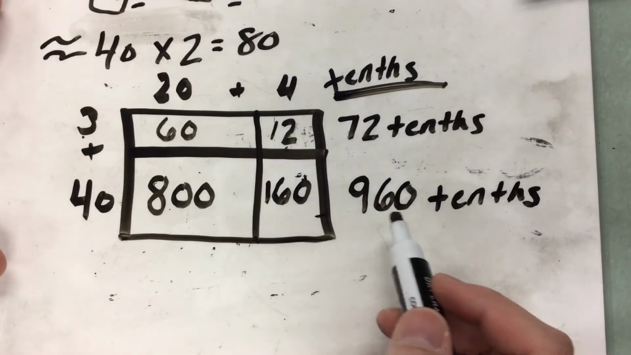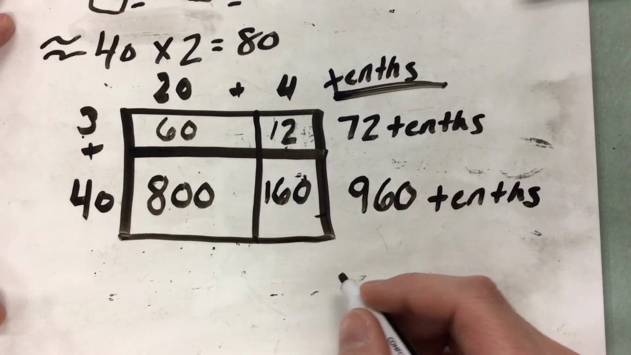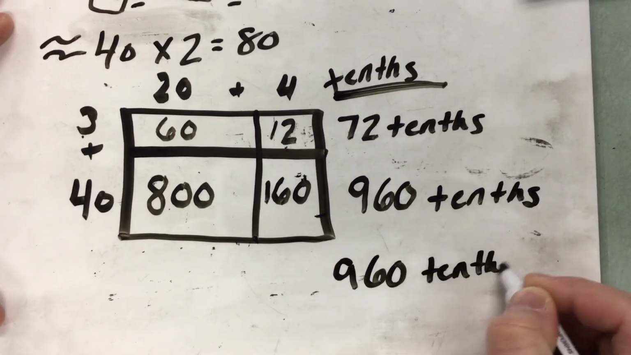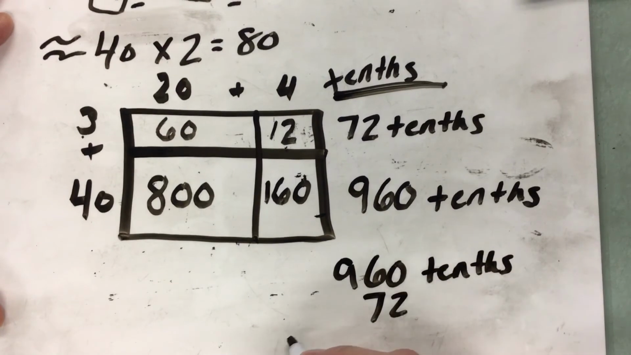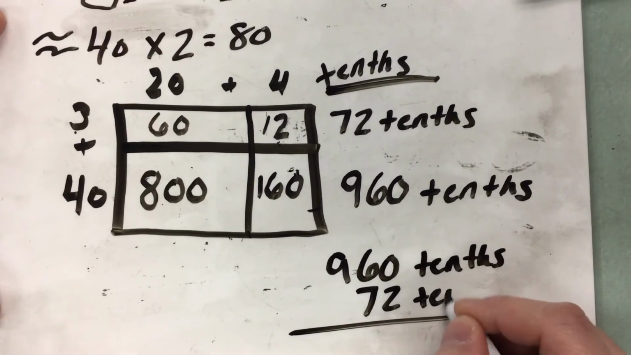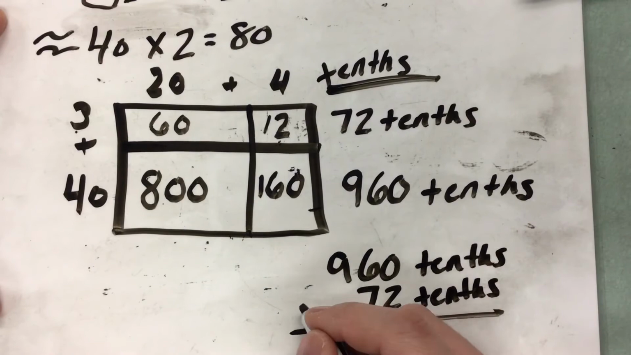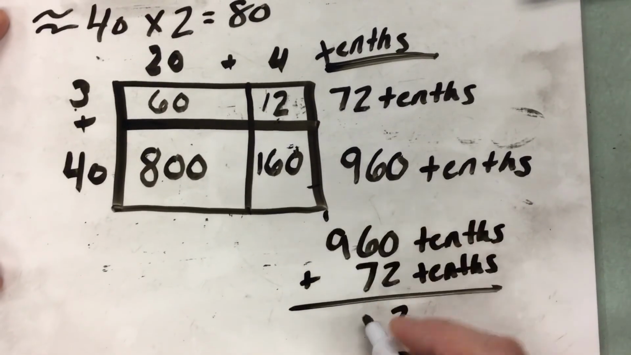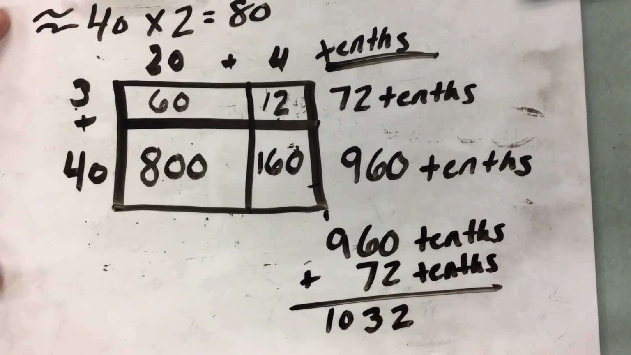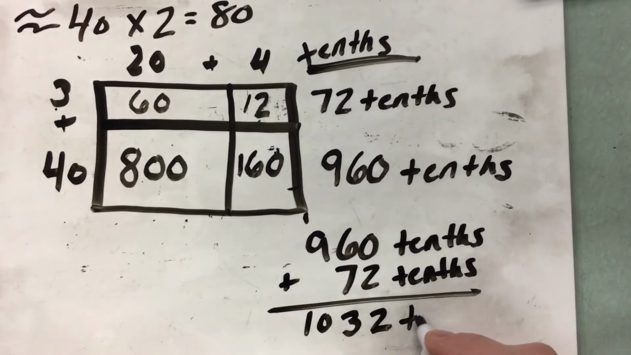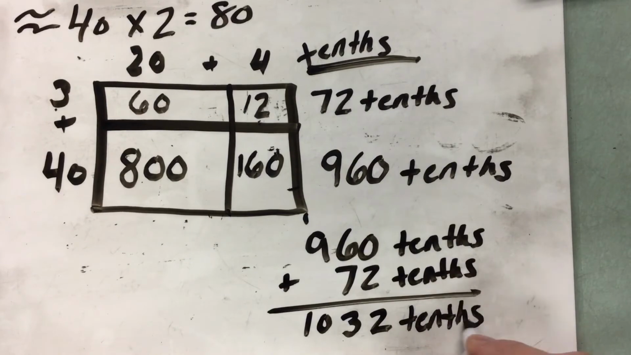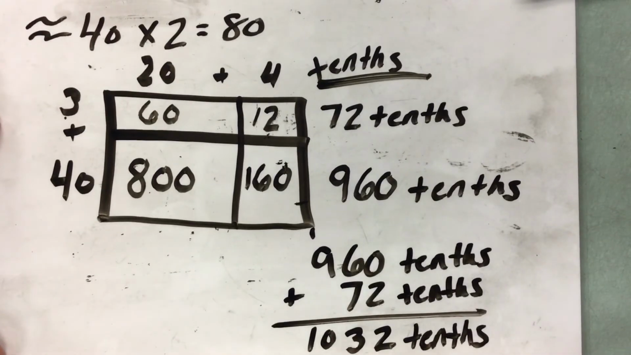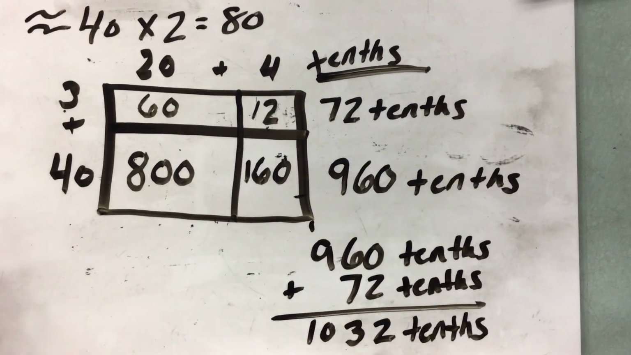So our partial products of 960 and 72, let's go ahead and add that up. And that would give you 1,032 tenths. So we're using unit form here. So now we need to figure out in standard form, what is 1,032 tenths?